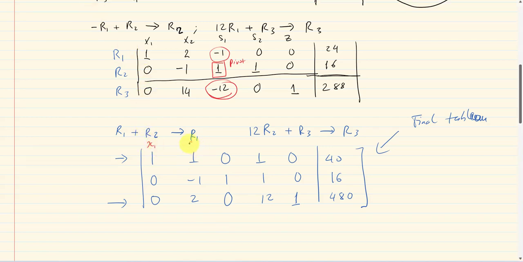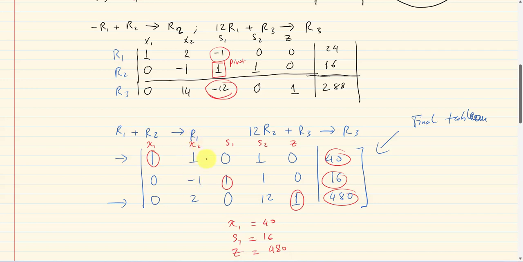Remember, this is x1, x2, s1, s2, and then z, right? And if you look at this one, you see that right here, the pivot 1 and the rest, they are 0. So this is the value of x1 is 40. So x1 should be 40. And then I see another pivot here, only number 1 by itself and the rest are 0. This is the s2 and s1, and s1 is 16. And then another pivot here, 1, the rest are 0. And that is the value of z, right? Z equal 480.